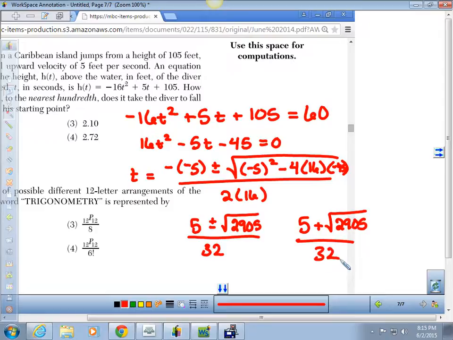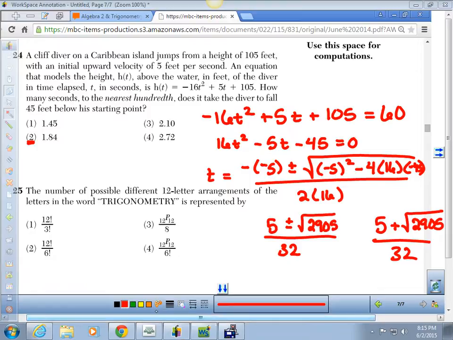Divide it by 32. What is it? 1.84 to the nearest hundredth. 1.84. Okay. So after 1.84 seconds, he's 45 feet below where he started.